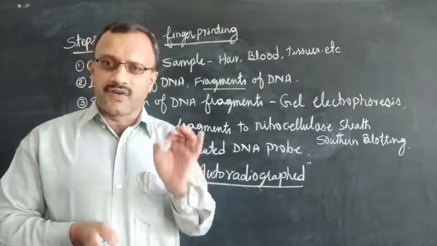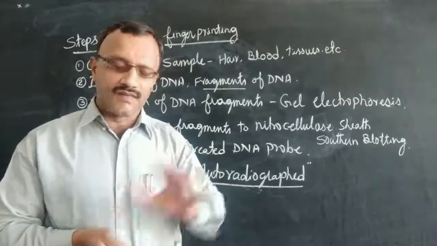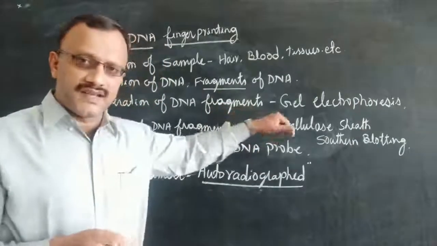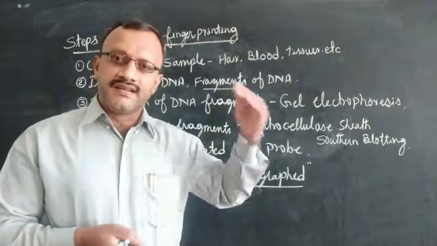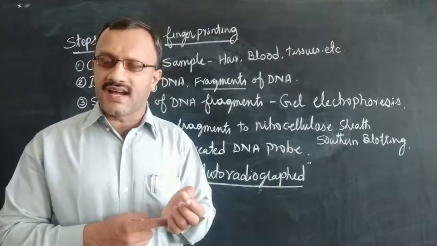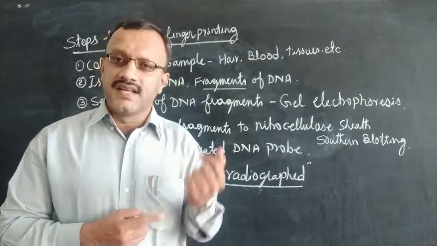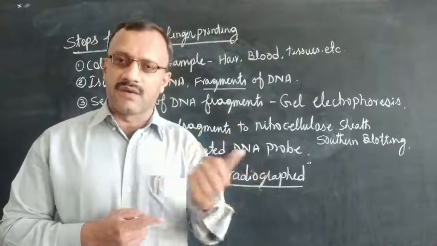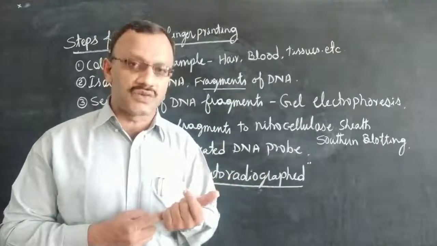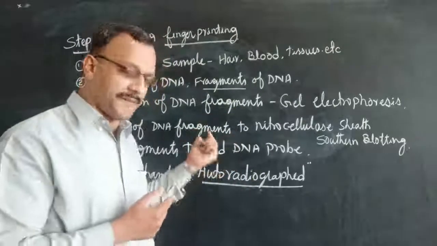If all the 46 chromosomes, their VNTRs and the minisatellites match, then it will be declared that the sample DNA and the suspected person's DNA are one and the same. Then that person might be involved in a crime, and that person can be caught. So it has vast applications.